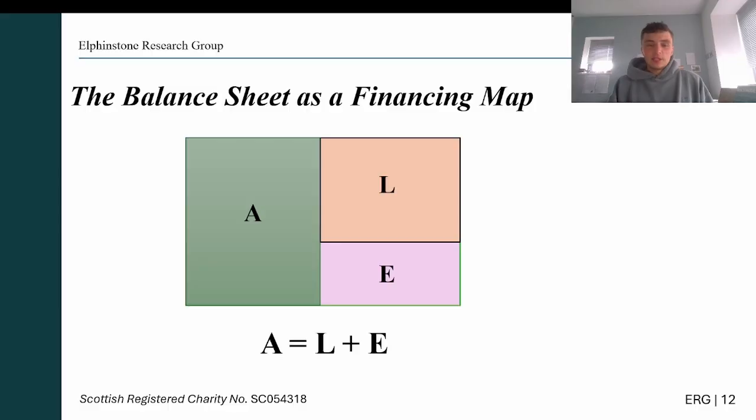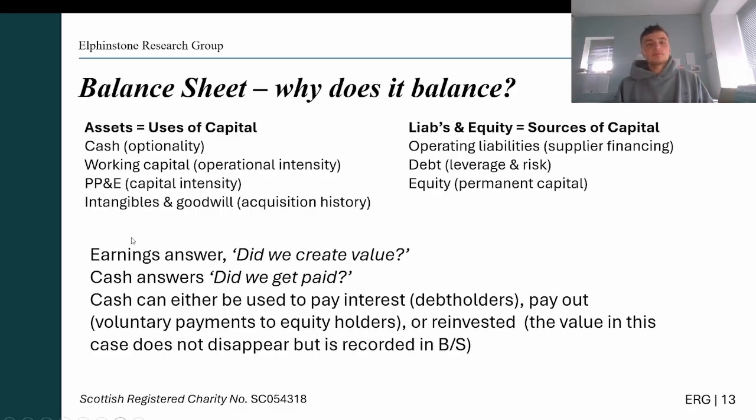Now, moving on to the balance sheet. The balance sheet shows us assets on one side and then liabilities and equity, the financing of those assets, on the other side. Assets are uses of capital, whereas liabilities and equities are sources of capital. Assets can include cash, working capital, property, plant and equipment, intangibles and goodwill. Whereas liabilities and equity are the operating liabilities, the debt, which is taken on, or the equity, which could be the shareholders' equity.